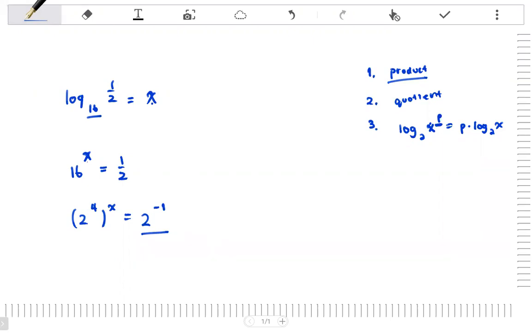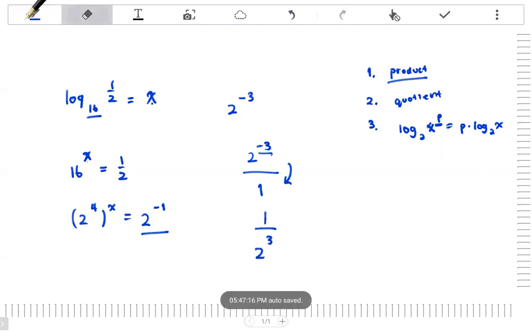Nobody? Okay. Well, when we have a negative exponent, like 2 to the negative third, then how you get rid of it is you bring it to the other side, the denominator. So it's 2 to the negative third over 1. So if you want to make this positive, you bring it down there. So it becomes 1 over 2 cubed. In the same way, half is the same thing as 1 over 2 to the 1.